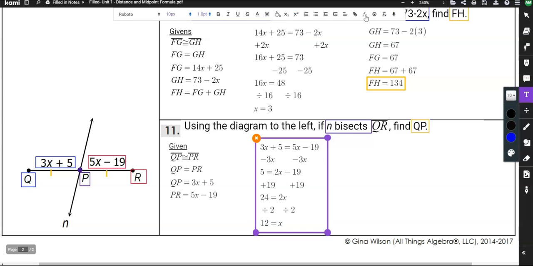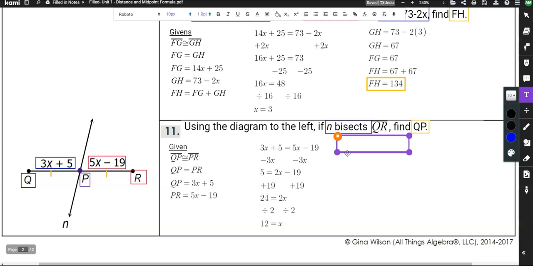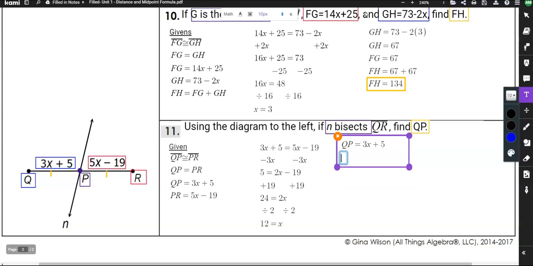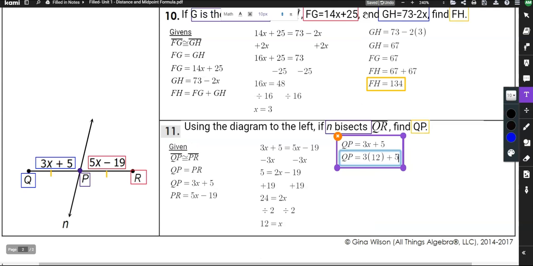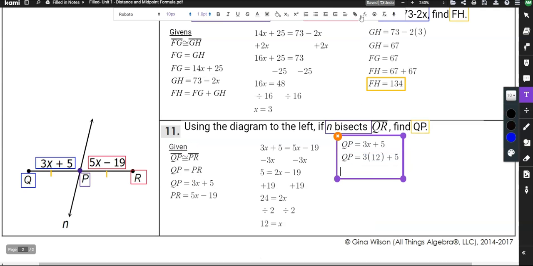Again, they didn't ask me for x, though. They asked me for QP. So we have QP is going to be equal to 3x plus 5. We are going to substitute in the now known value of x for 3 times 12 plus 5. And 3 times 12 is 36 plus 5 is 41. So the length of QP is 41. And there's no units given, so no units must be returned.